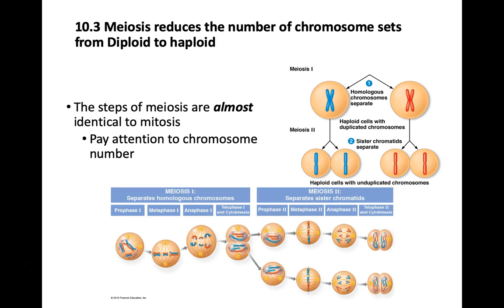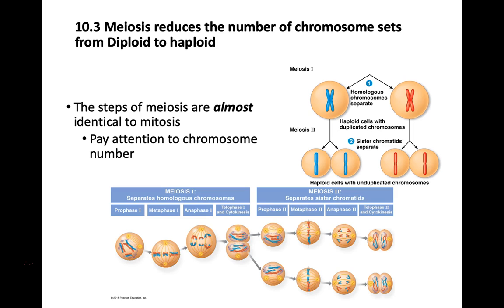So let's look a little bit more detail at the process of meiosis. The stages and the mechanics of meiosis are almost identical to mitosis. And so we're not going to go through each of the phases again. Prophase, just really quickly, chromosomes condense, microtubules form. Metaphase, chromosomes line up at the metaphase plate. Anaphase, they're pulled apart. Telophase, the chromosomes decondense, the nucleus reforms, and the cell performs cytokinesis.